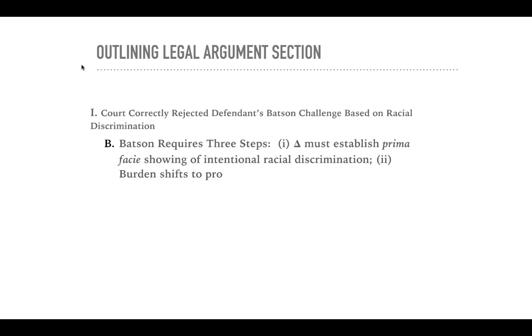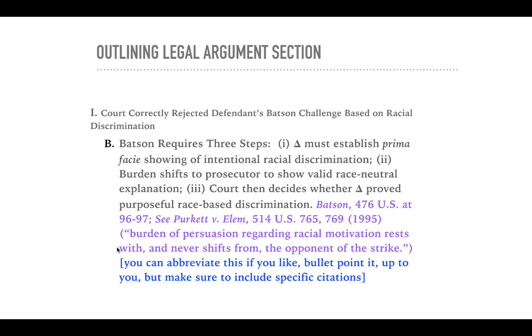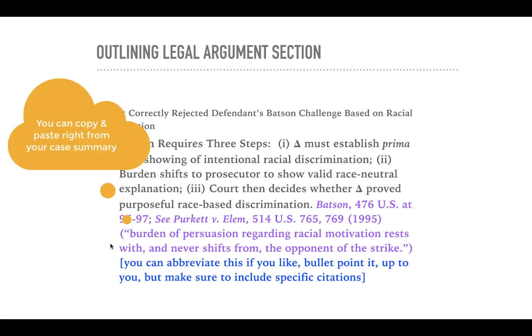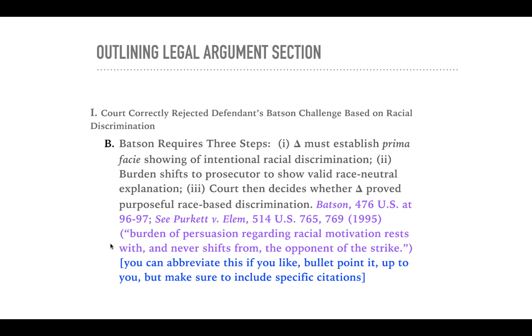Always as we do the outline, we want to include citations from our case chart which support our position. You can abbreviate anything you want, however you like on your outline, use bullet points, whatever works for you. But I encourage you to include specific citations because you don't want to lose this information, and all of it should already be within your case summary and case chart anyway, and this is going to make it so much easier to eventually plug this into your memorandum of law.